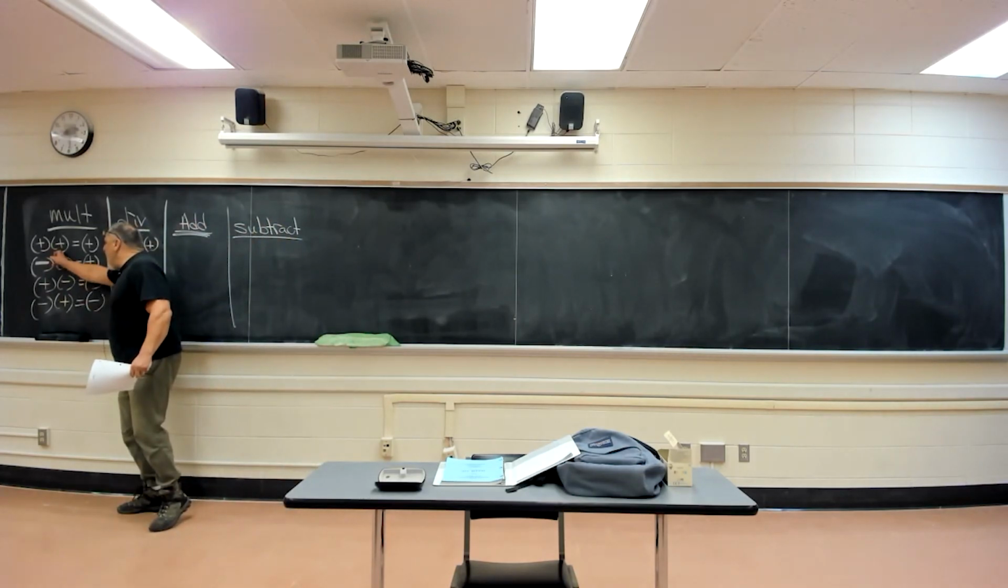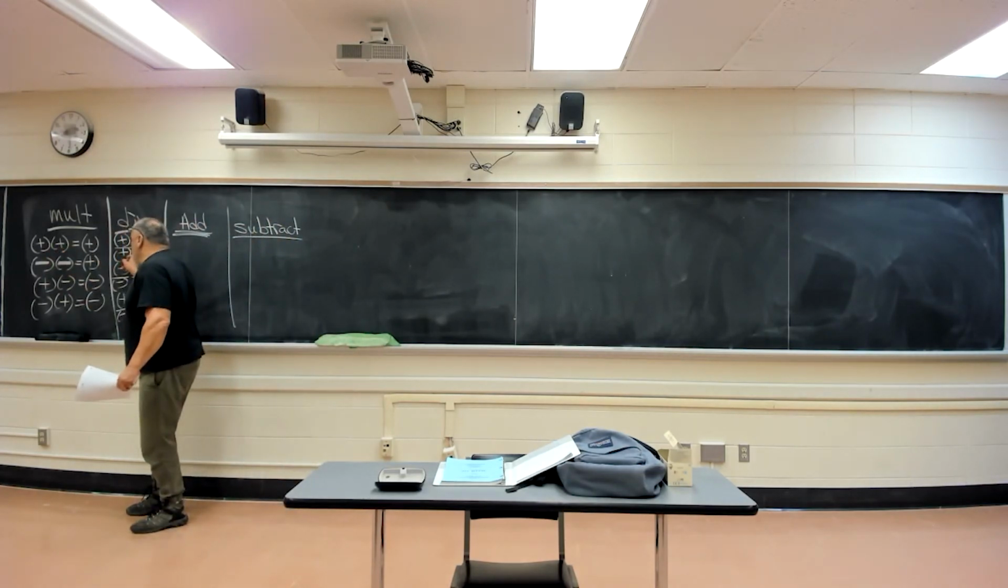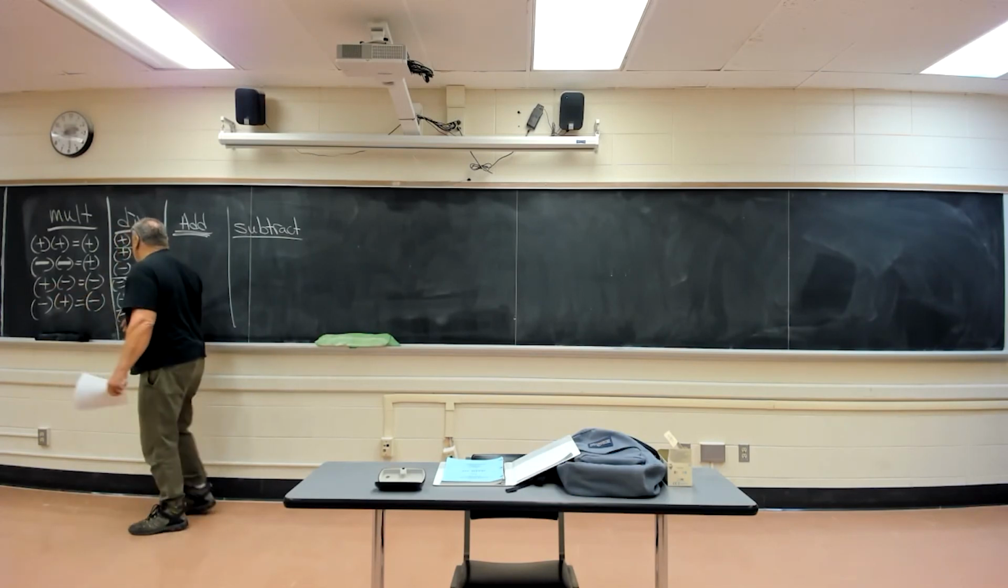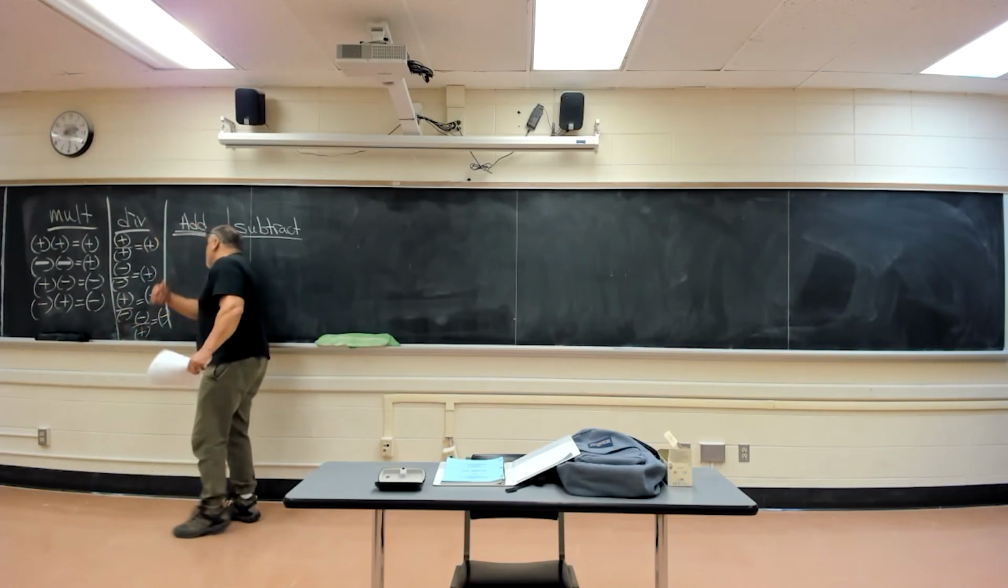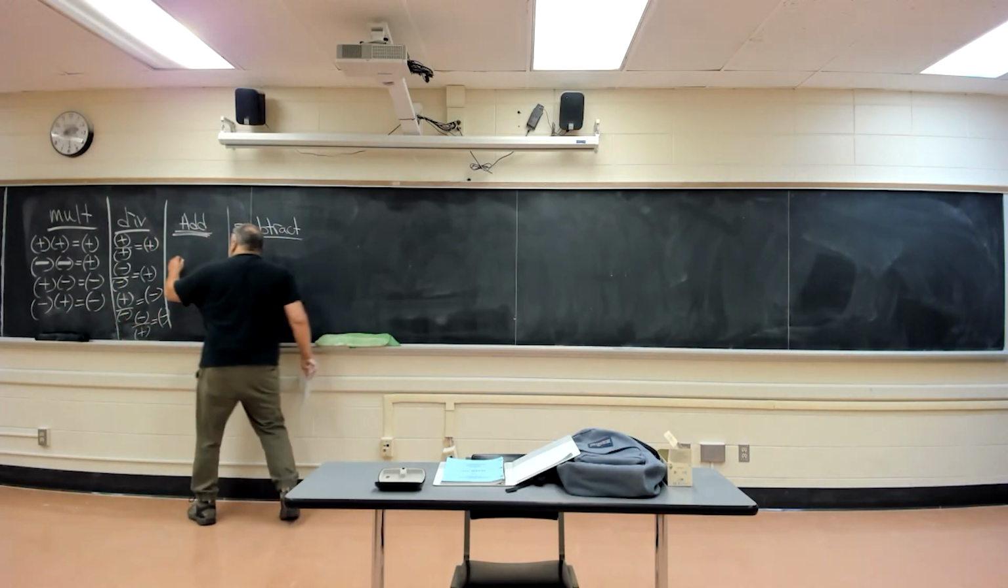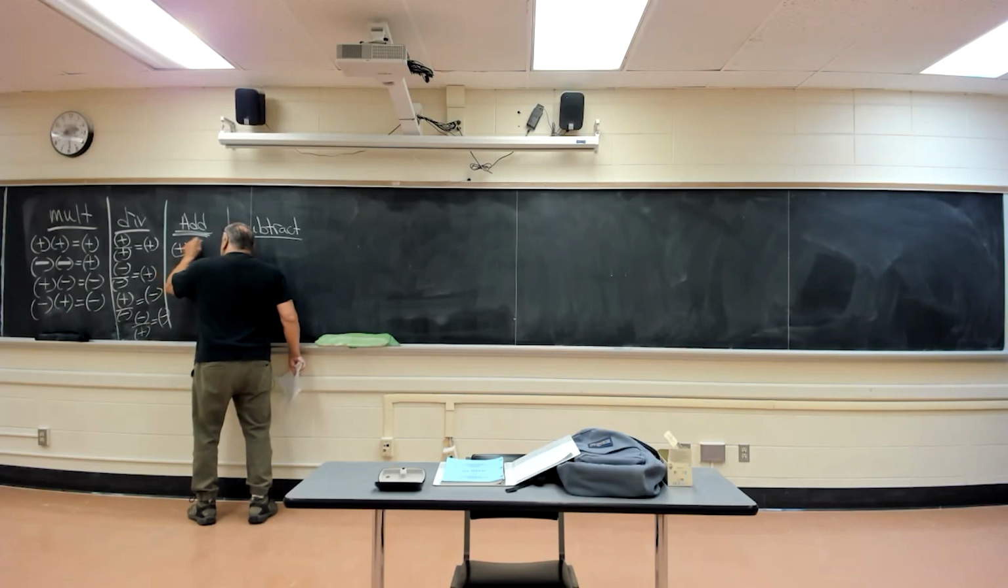If you multiply or divide two numbers that have the same sign, you get a positive answer as a result. If you multiply or divide two numbers of opposite signs, you get a negative answer as a result. If you add two positive numbers, you will get a more positive answer. If you add two negative numbers, you get an even more negative answer.